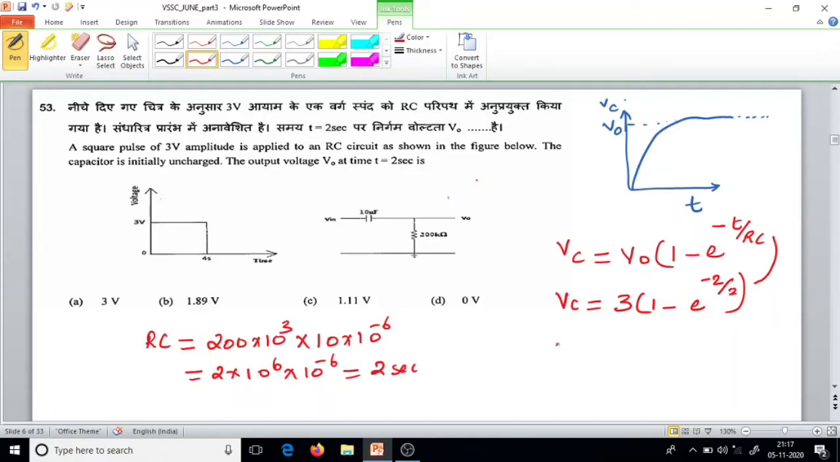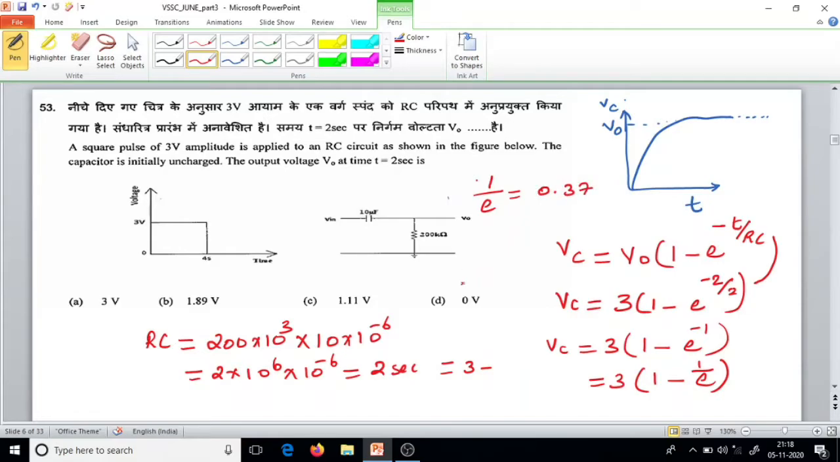So VC equals 3 multiplied by 1 minus e to the power minus 1. When you simplify, e to the power 1 equals e, so this value comes to 1 divided by e, which equals 0.37.